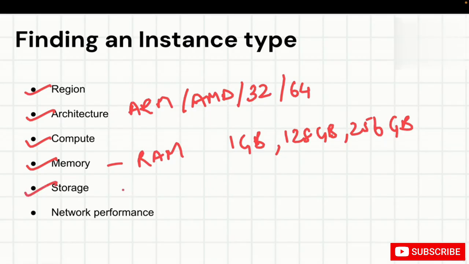Storage is generally provided by EBS volumes and it can go up to terabytes. The minimum for a Linux machine is 8 GB and the maximum can go into TBs. And the last one is network performance. Based on the requirement, you opt for the network performance, how fast and what kind of network interface the system supports.